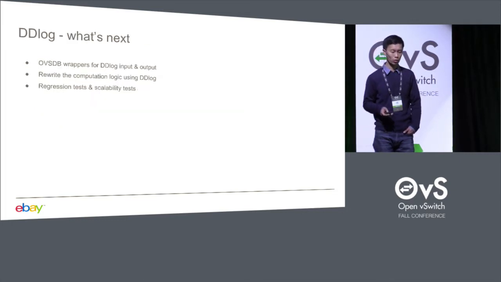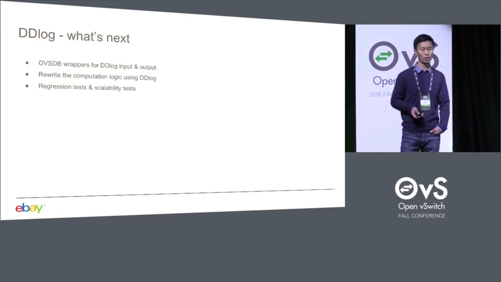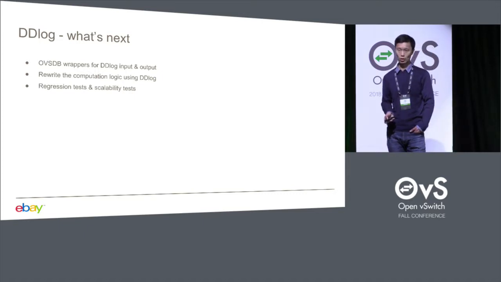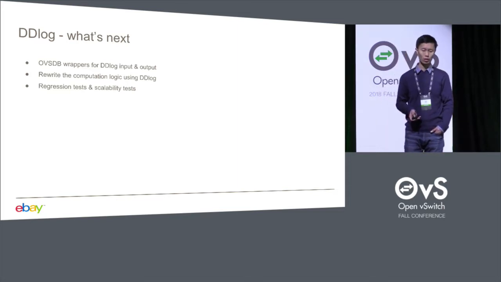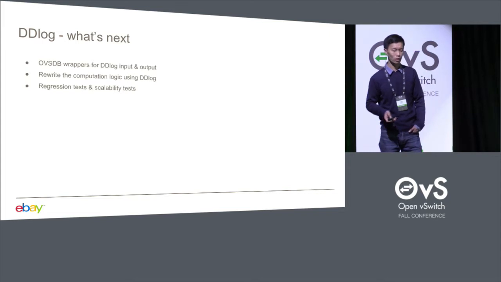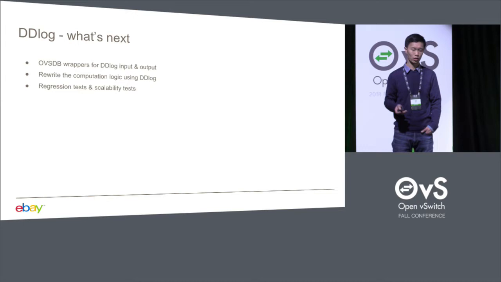So what's next to do with DD-log? Firstly, OVSDB wrappers have to be implemented for the DD-log input and output so that DD-log can consume and output the data. And secondly, we need to rewrite the computing logic using DD-log, all the flow parsing related logic. And of course, regression tests and scalability tests. One proposal from Ben is that maybe we can run two versions in parallel for some intermediate period.